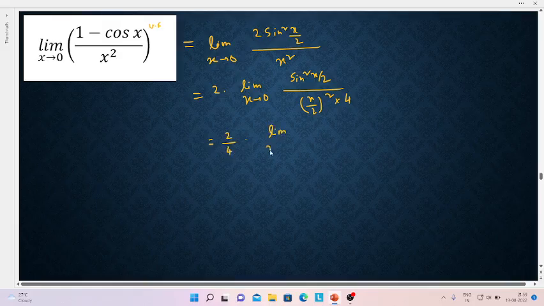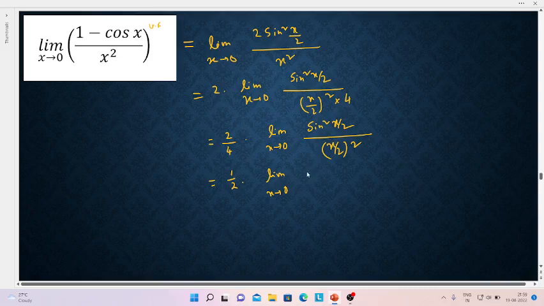So what we will have actually is limit x tending to 0 of sin square x upon 2, and on the denominator we have x upon 2 whole square, right. So 2 upon 4 is nothing but half, 1 upon 2, and that can be written as limit x tending to 0 of sin x upon 2 by x upon 2, whole square, right.